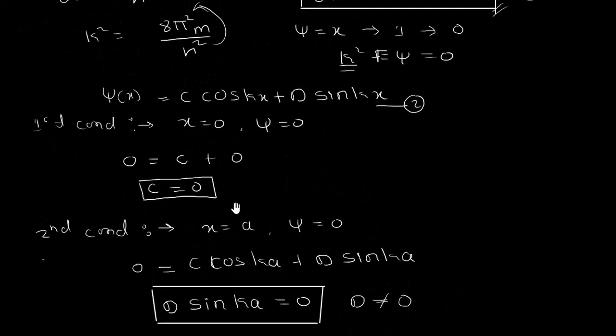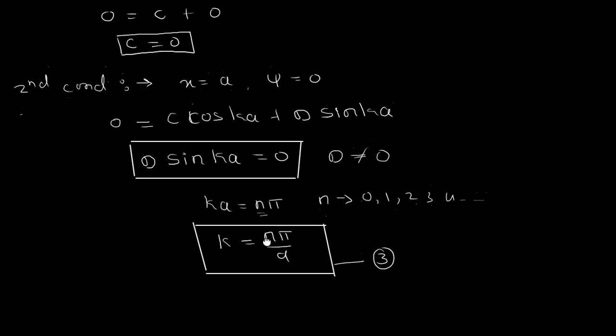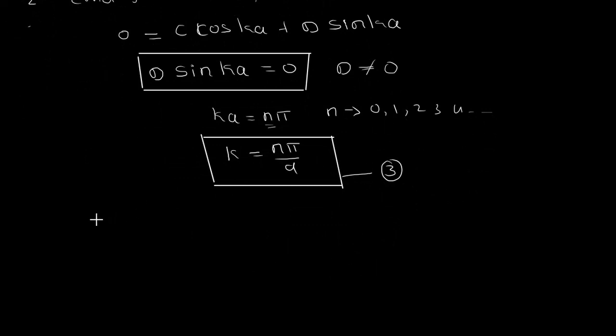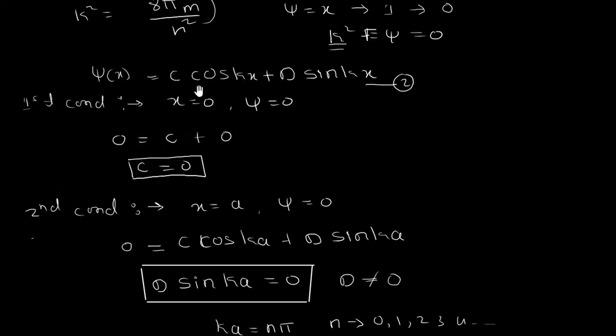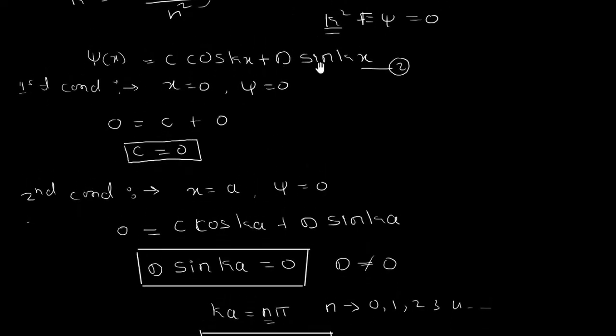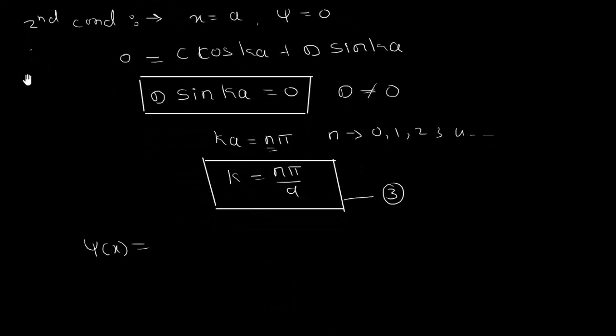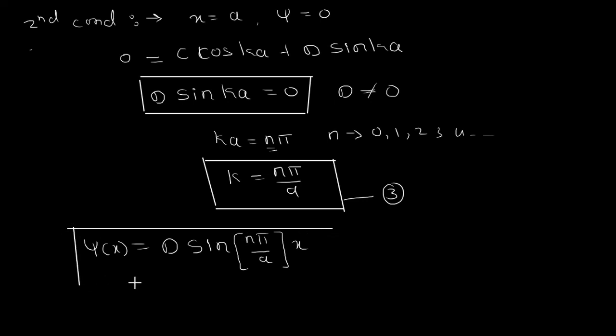Substitute all this in equation number 2. Then psi of x equals c cos kx plus d sin kx, where c equals 0, so the c cos kx term becomes 0. Only the remaining part d sin kx is left. Substituting, we get d sin of n pi by a times x. Keep it inside the box and let's go back to the diagram.